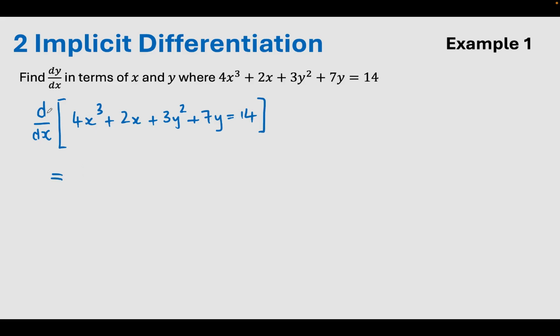It's not a function, so it's applied to each term individually. So d by dx of 4x cubed is just 12x squared, plus d by dx of 2x is 2, plus d by dx of 3y squared: I differentiate with respect to y, so I get 6y, and I multiply by dy dx, plus 7, that's the derivative of y, dy dx. And I differentiate the right hand side, I'll be left with 0.